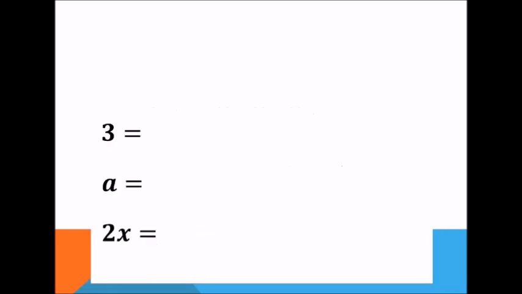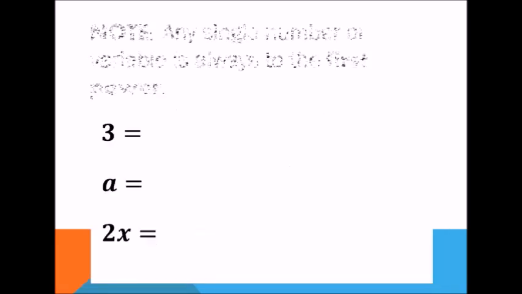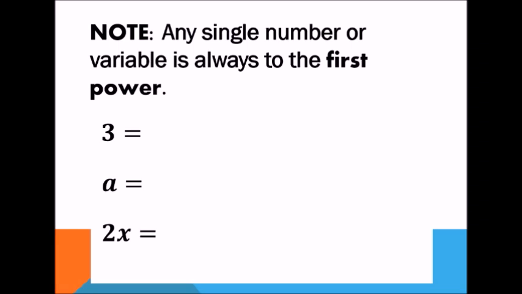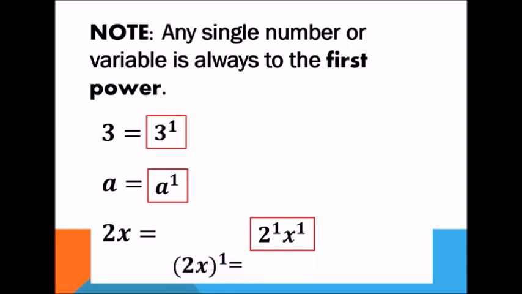Okay? So, another important thing to note is that a single number or variable is always to the first power. So, ibig sabihin, if you have 3 there, meron niyang exponent na 1, hindi lang nakasulat. If you have a single variable, meron din siyang exponent na 1. And if you have a product, bawat isang factor doon sa product na yon has their exponent of 1, kung wala man pong nakasulat.